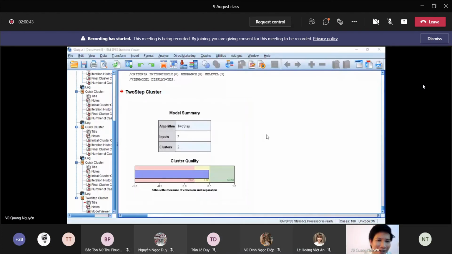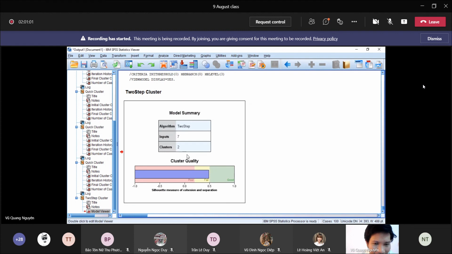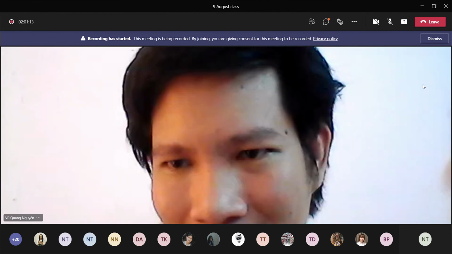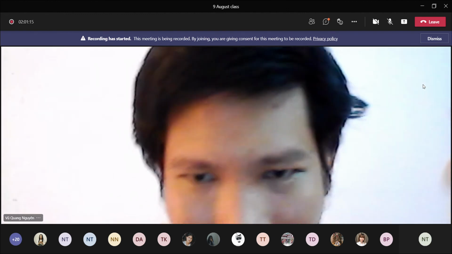Here is the result. You can see two-step cluster here. The number of clusters you see here is 2. Why 2? Because SPSS suggests that 2 is the best. So if you run two-step cluster, it will give you 2 clusters because SPSS thinks that the best is 2. Now, if you double click it, then you will have this.